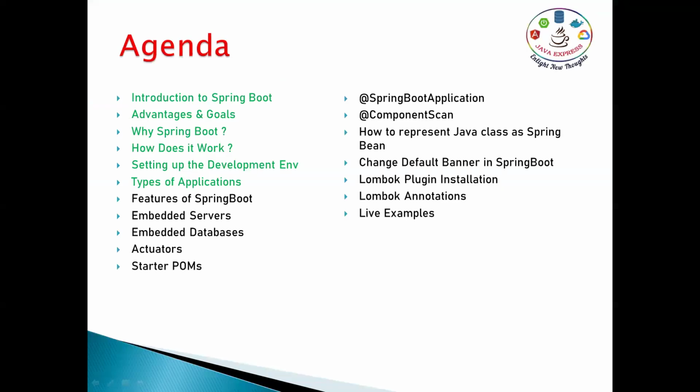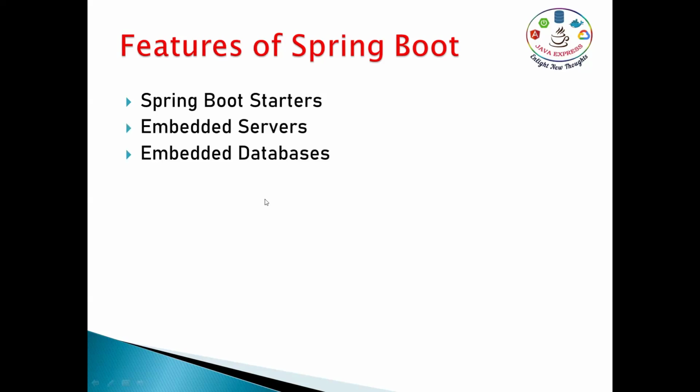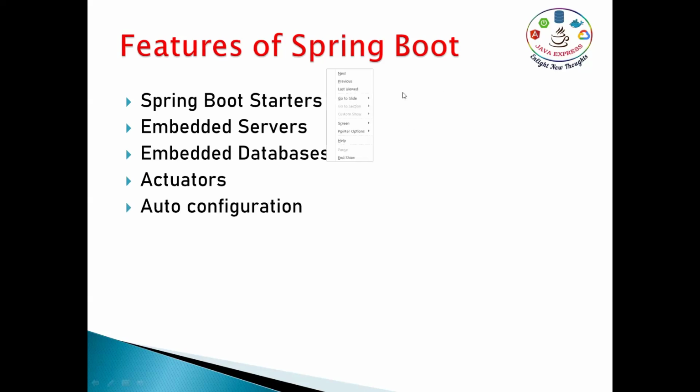To start with, you are already aware of what Spring Boot is, what the goals and advantages are, and how it works. In yesterday's session we discussed the development environment. Now today let me continue with the features of Spring Boot. The features available are Spring Boot starters, embedded servers, embedded databases, actuators, and auto configuration. These are the important features, advantages, or characteristics.